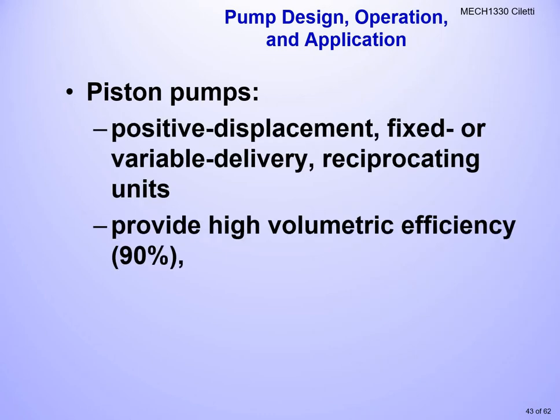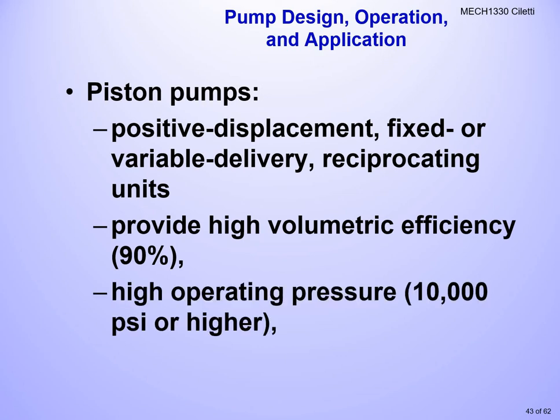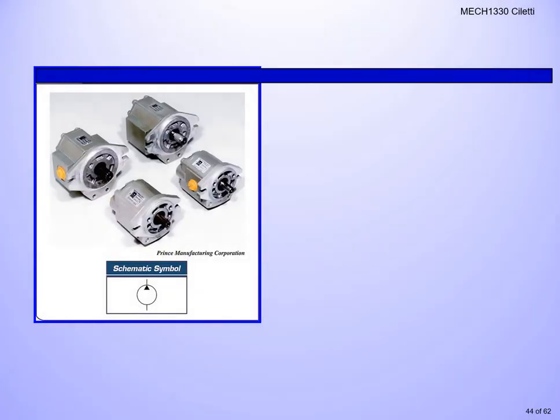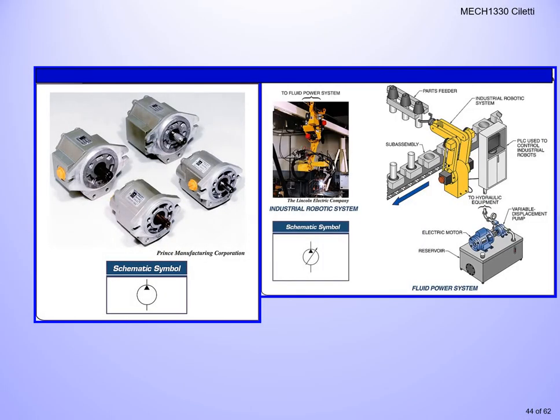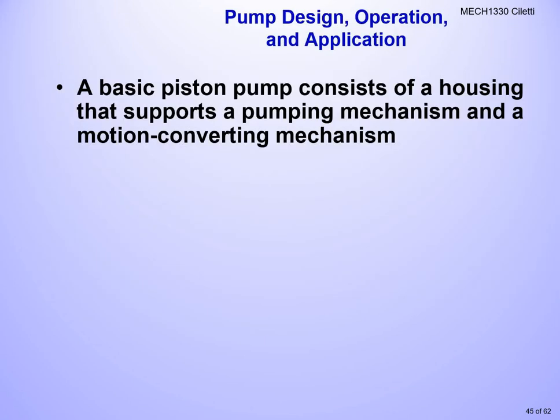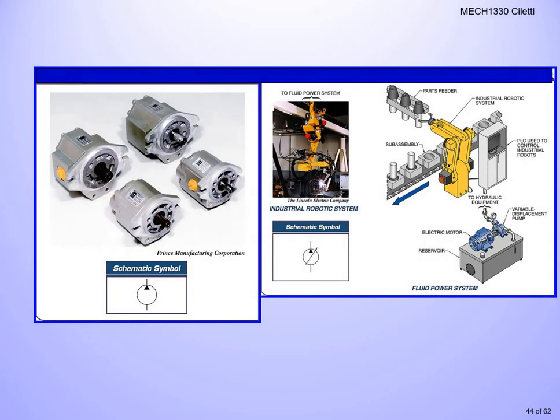All right, so piston pumps. Positive displacement, fixed or varying, depending on how we have them set up, and they provide high volumetric efficiency. So we use these for higher operating pressure, 10,000 psi or higher, and we can use them in high speed operations. Just a different way of looking at some systems, and what they look like if we're looking at different pumps.